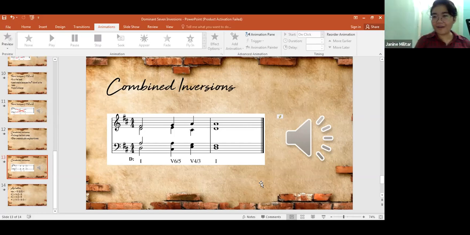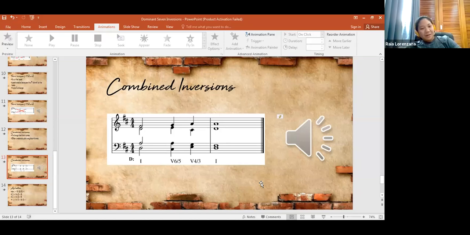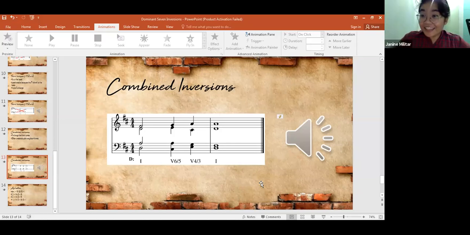What about Raya? Maybe Raya has already figured out the answer. I'm not sure, ma'am, pero like, I remember Miss Amy saying that it has something to do with the intervals between ng mga ano. I think, I'm not really sure. I love it. I actually know what you guys ought to think about. Okay.